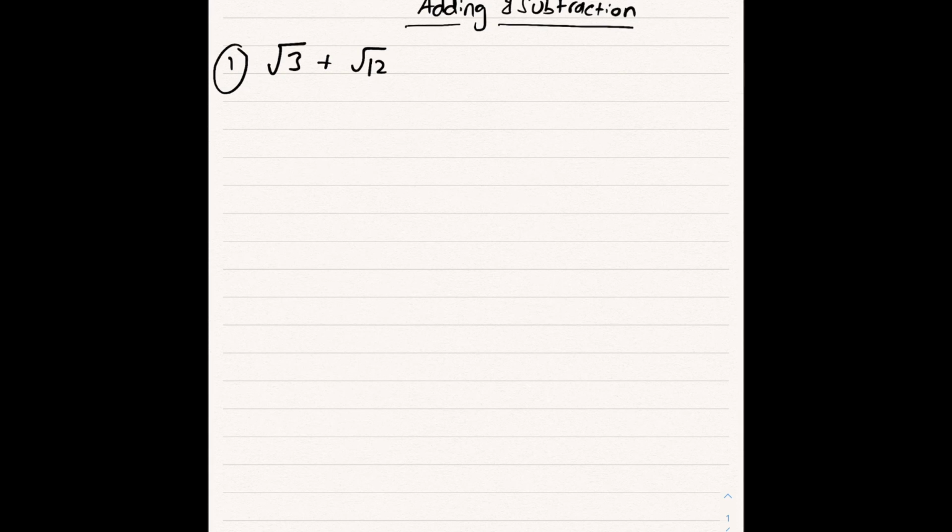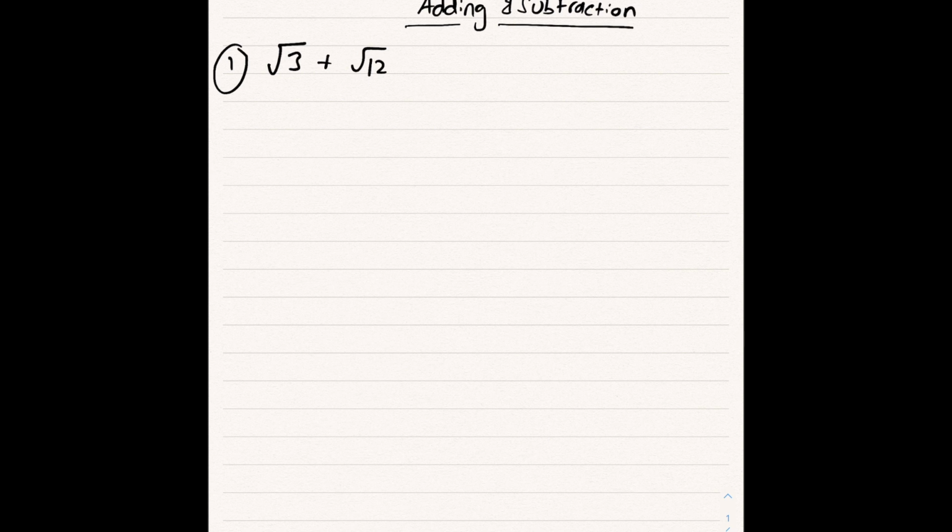Now welcome back to the second video on surds, and today we're going to focus on adding and subtracting. In the first video we learned how to simplify, so we're going to use those skills to work out how to add and subtract surds. For the first example we have square root of 3 plus square root of 12. What we're going to do, just like in the previous video, is simplify these surds first.